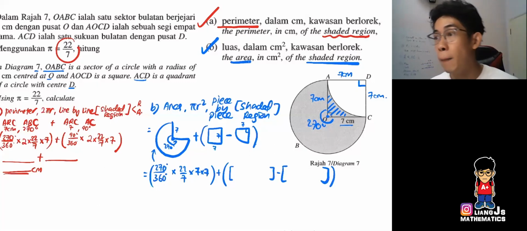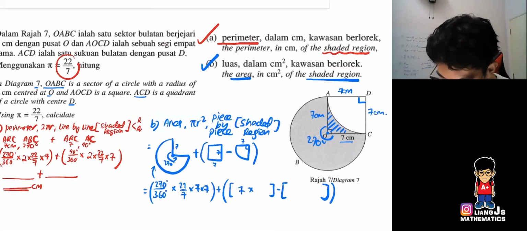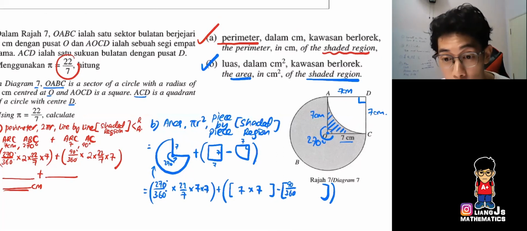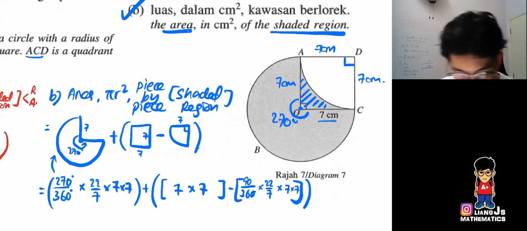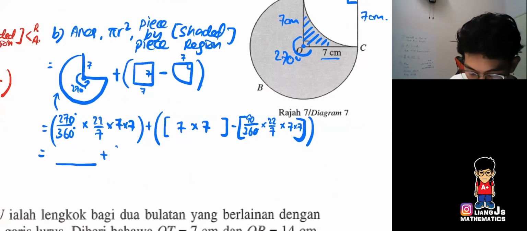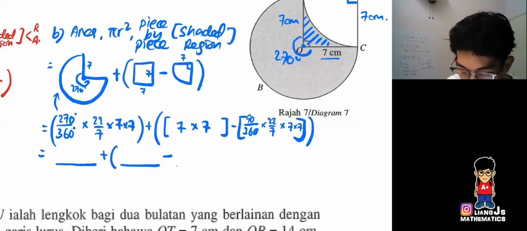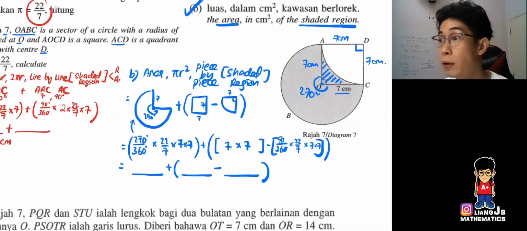Okay. Now, the square will be 7 times 7. Then your quadrant will be 90 over 360, as you can see, I make it bigger, times pi 22 over 7 times 7 times 7. And then you do it one by one, this one plus this one minus this one. So bit by bit you calculate, then you get the answer.